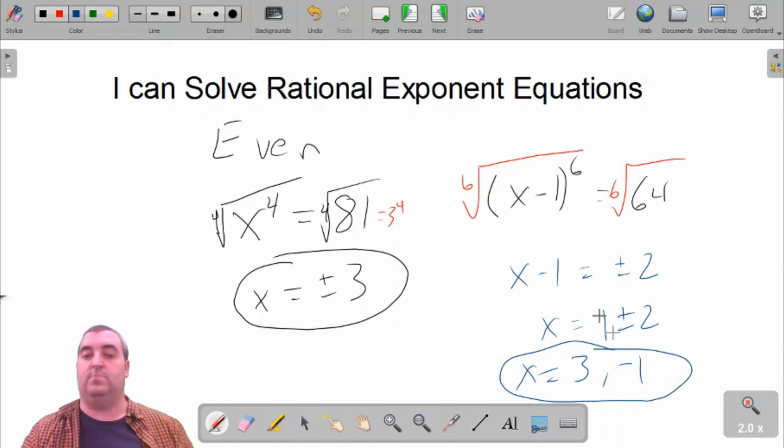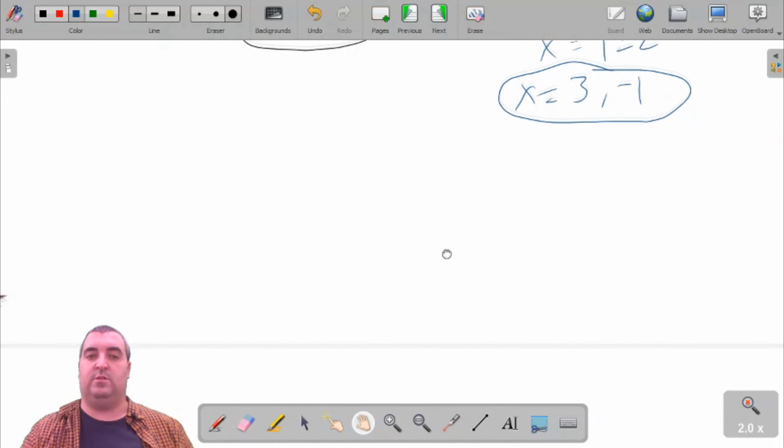And there we go. So the big thing with even ones is you have to remember the plus or minus, because we can't have negatives under there. But when you multiply two negatives together or four negatives together, you would get a positive. Okay. So now let's talk about odd.